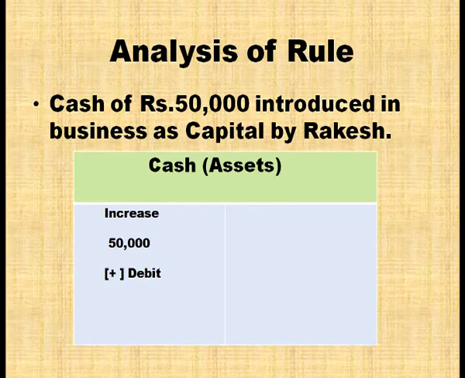And cash account is debited in this transaction. Why are we debiting cash account? Because of the rule for asset. Cash is an asset and rule for asset account, asset when increased, it is debited. So, cash account debit to capital, or cash account debited and capital account credited.